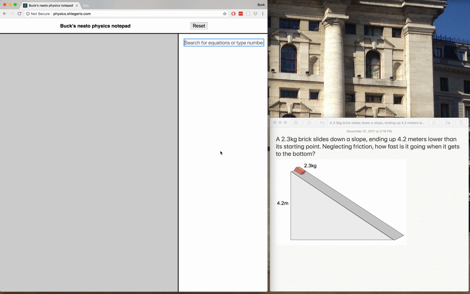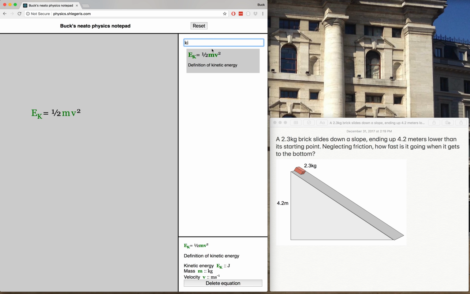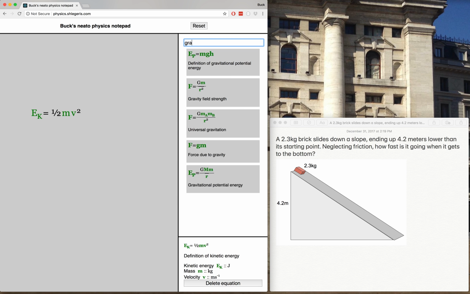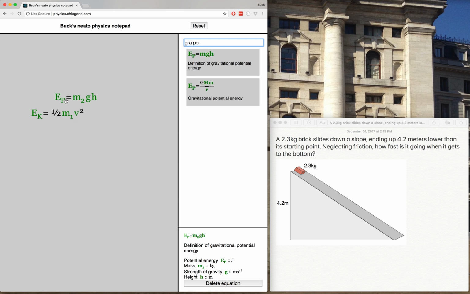So the kinetic energy at the bottom is going to equal what the potential energy at the top was. Let's pull up those two equations, looking for kinetic energy and gravitational potential energy. Great, so these are two different equations that we have. Now I'm going to declare that these two are equal, since those are referring to the same thing in both equations. And we'll set the masses equal as well.